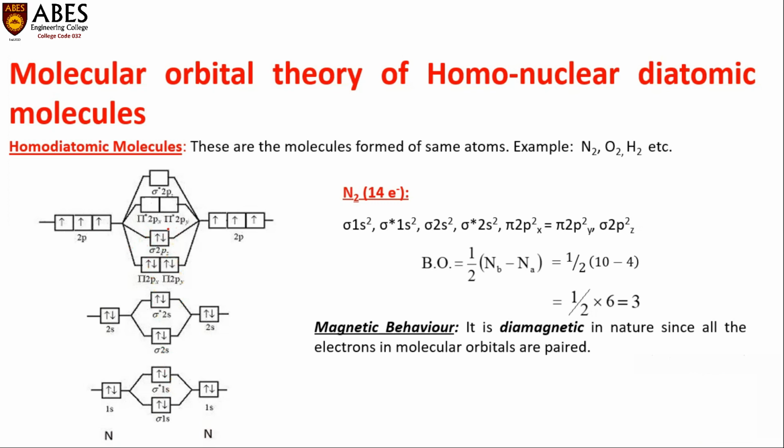Also, we can calculate the bond order from the formula, 1 by 2 of the electrons in bonding minus those in antibonding. First we will calculate the bonding electrons: 2 electrons are present in sigma 1s, then 2 electrons in sigma 2s, then pi 2px, pi 2py and sigma 2pz. So here the total is 10 electrons. Now we will calculate the electrons present in the antibonding molecular orbitals. 2 electrons are present in sigma star 1s and 2 electrons in sigma star 2s. Therefore, the total is 4 electrons. So, the bond order of the nitrogen molecule will be 3.